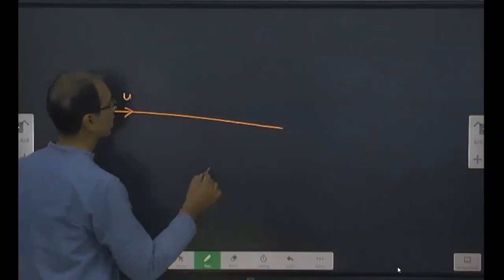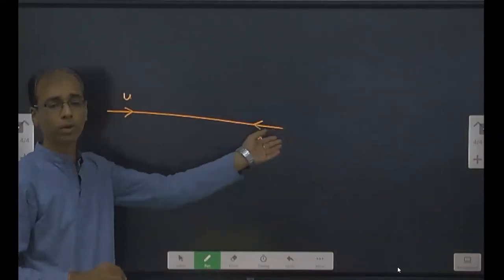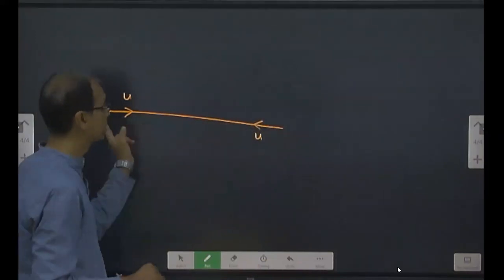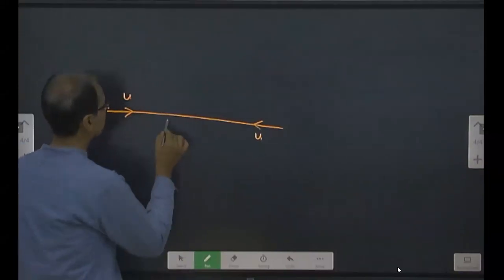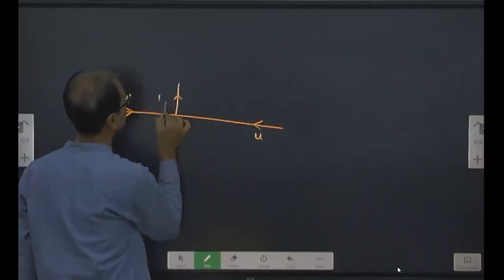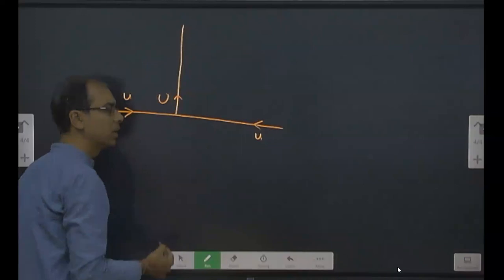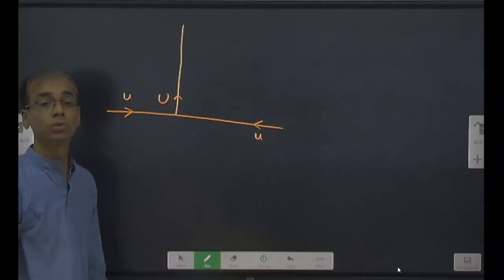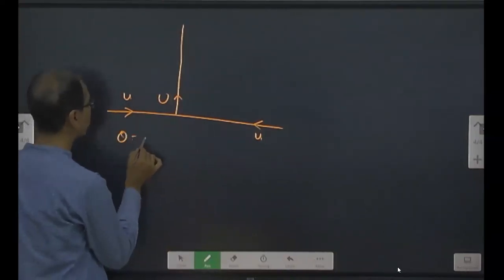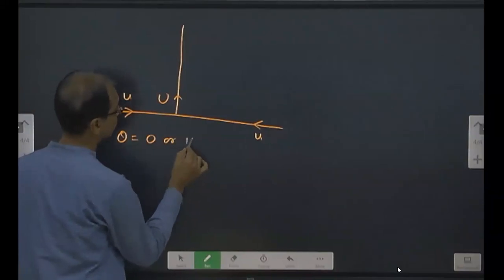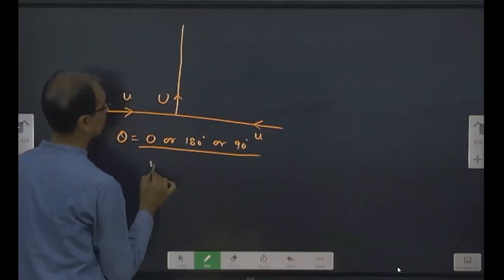Same way, if I throw a particle in this way, it is also along the horizontal, so it will keep on moving in this way. So it's again a straight line motion. If I throw it upwards at 90, it will go up, and in this same straight line it will come back. So whether theta is 0, 180, or 90, in all three cases, motion is a straight line.